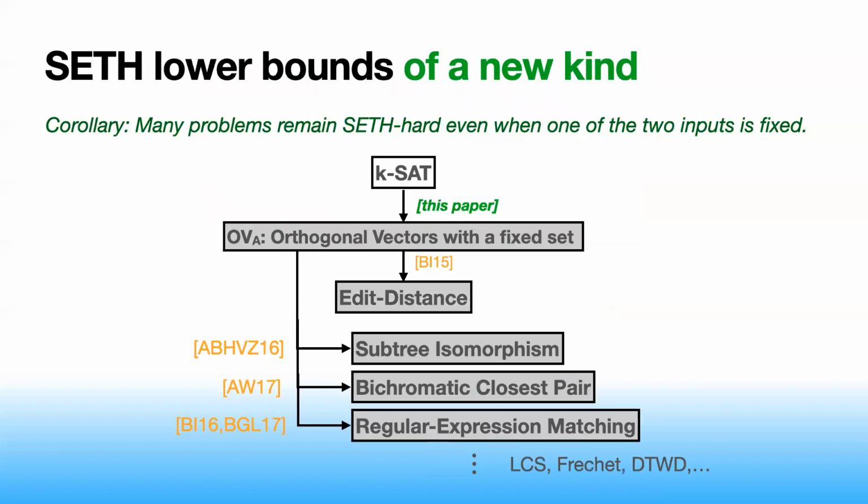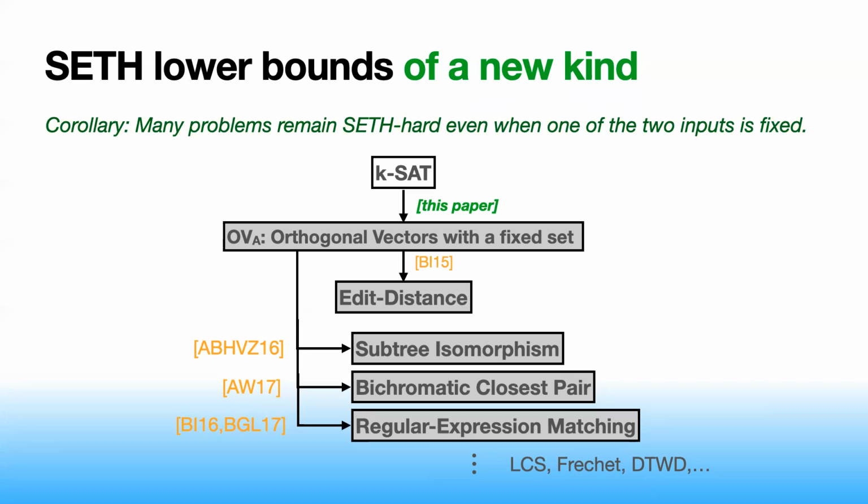So besides edit distance, we can prove lower bounds of a new kind for many other problems using the previously known reductions from OV. For example, the subtree isomorphism problem asks if one tree is contained in another. And now we can get the same hardness even if the subtree we search for is always the same. Another example is the bichromatic closest pair problem. And now the lower bound holds when one set of points is known in advance. Yet another example is the regular expression matching problem. Now we know that there's a fixed regular expression such that deciding if a given input string matches this fixed expression is SETH hard.